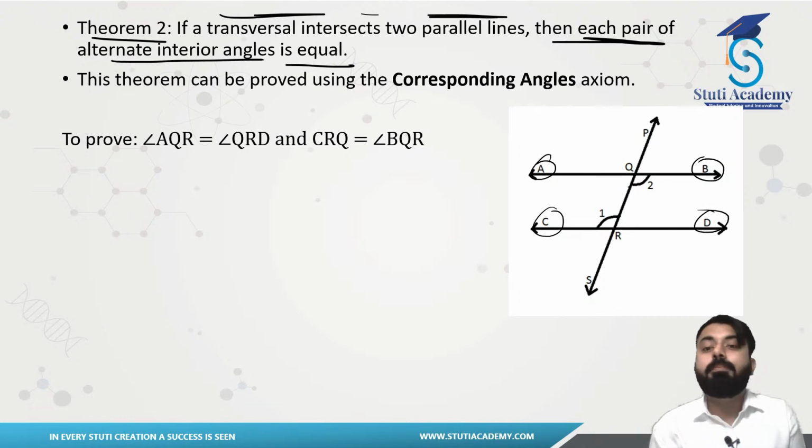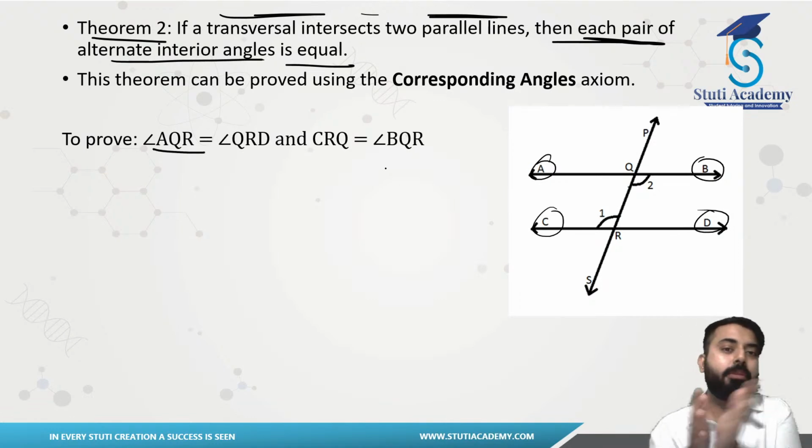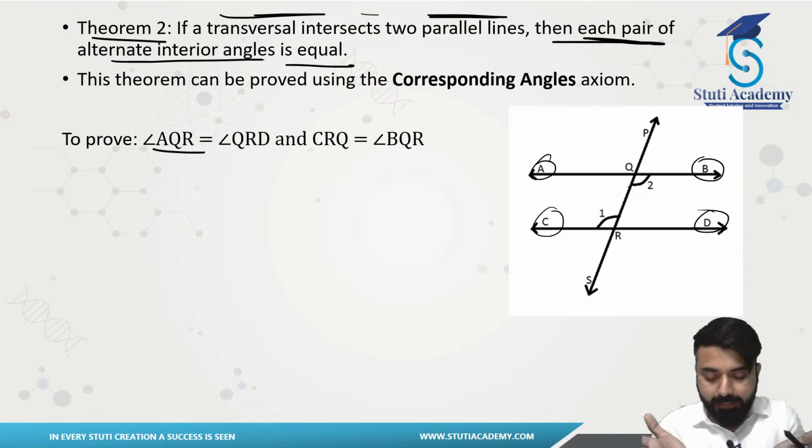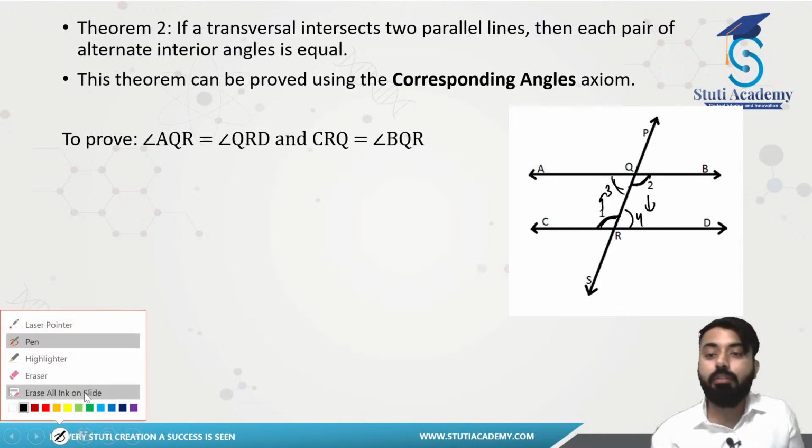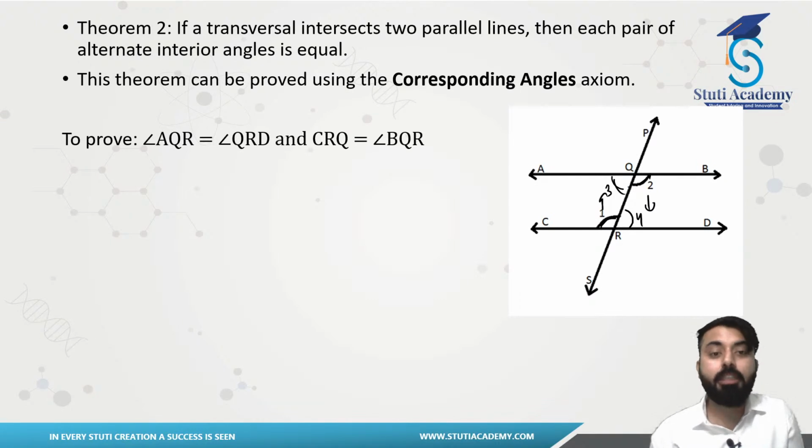So we have to prove this one, that angle AQR. Firstly, you remember what your alternate interior angles are, right? Those are the angles which are separated by your transversal, and they are on the inside of parallel lines, and they have their faces opposite to each other, right? Like this one and that one. Similarly, this angle should be 3 and that angle will be 4. So these are your alternate interior angles. Pardon me. Now we have to prove this one.